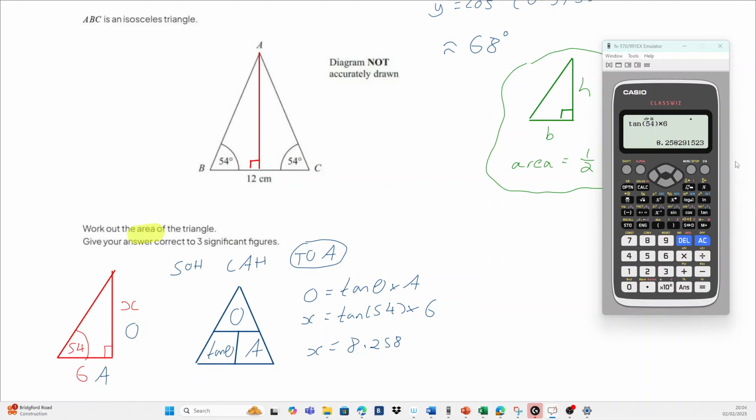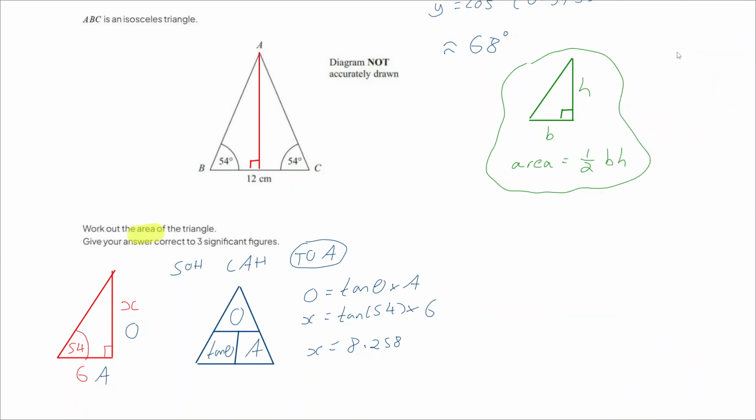So I now know that this height here, which is the height of the triangle, is equal to 8.258. So I can now go and use the area of a triangle formula to get the area of one triangle. But because these triangles are both the same, I can just go and then double it. So let's go and do this.